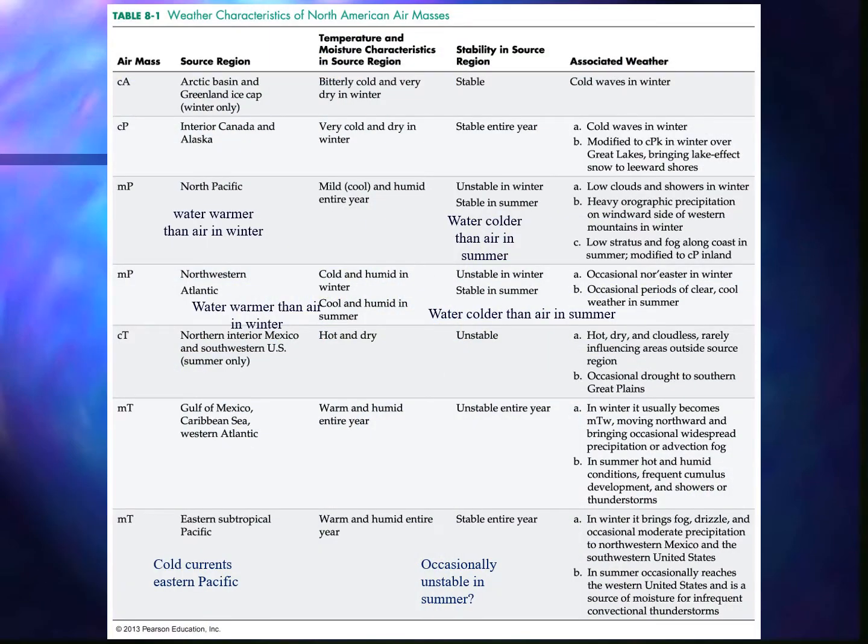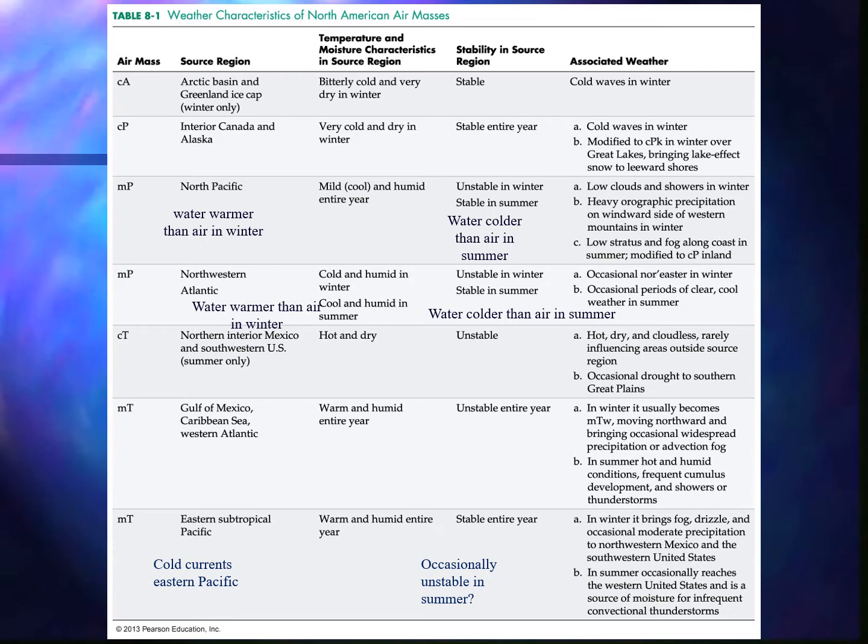So this slide here is a pretty good one. I think this is from your textbook, and I do recommend pausing this recording and reading through this. It has a little more information than we have shown before. It shows you very well the source region, where they tend to form. It lets you know the temperature and moisture characteristics in that region. It goes into more detail on the stability.